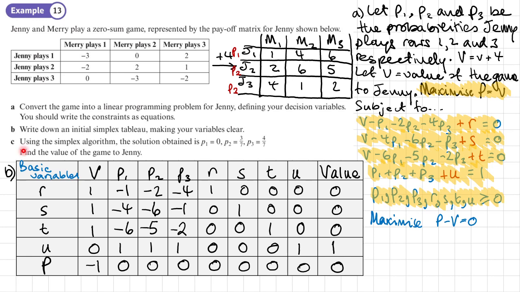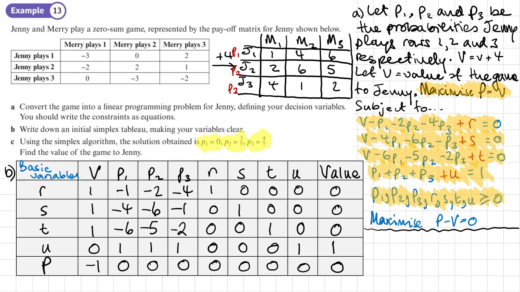Part C. Using the simplex algorithm, the solution is obtained. P1 is equal to 0, P2 is equal to 3/7 and P3 is equal to 4/7. Find the value of the game to Jenny. Now, to find the value of the game to Jenny, we need to go back to the original inequalities that we wrote down for the linear programming problem, not the inequalities that we've got here for the simplex method. Now, if you remember, I'll write those down.